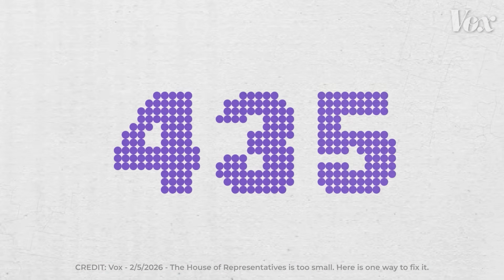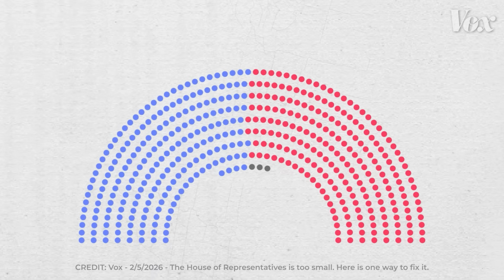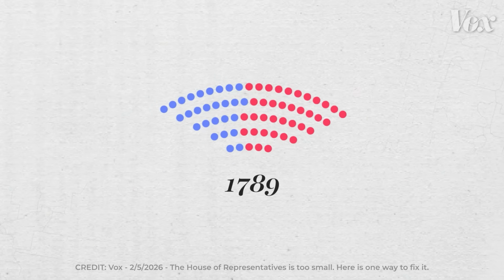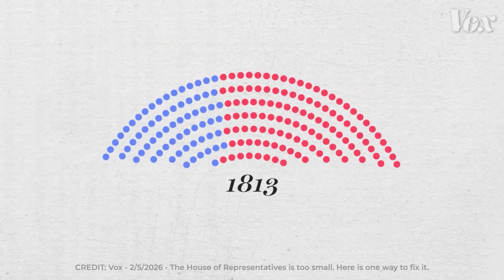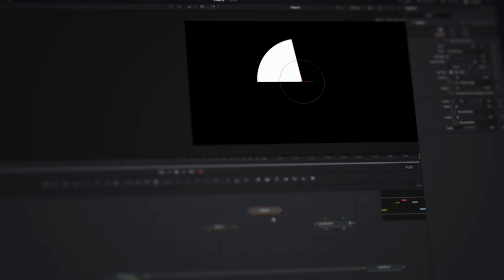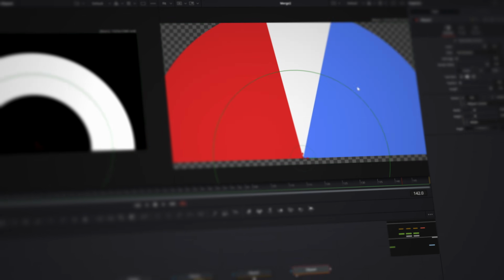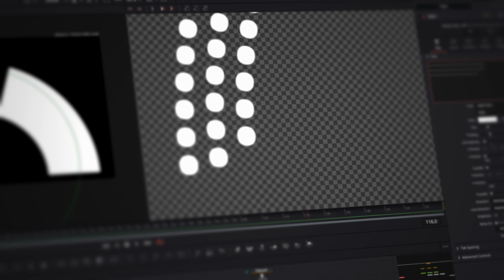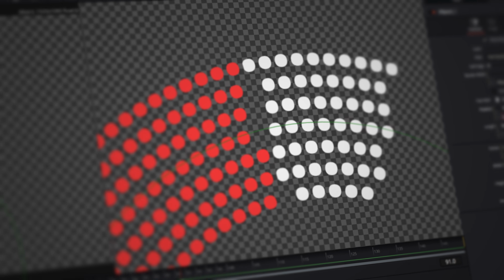Take a look at what Vox does in their videos. Instead of using a bar graph or a pie chart to display representation, they use something called a parliament chart. This chart clearly communicates what we need to know and does it in a way that's engaging and memorable. Today, I want to show you how to build a parliament chart in DaVinci Resolve, and over the next few weeks, we're going to talk about building some of the other popular chart types inside of Fusion.